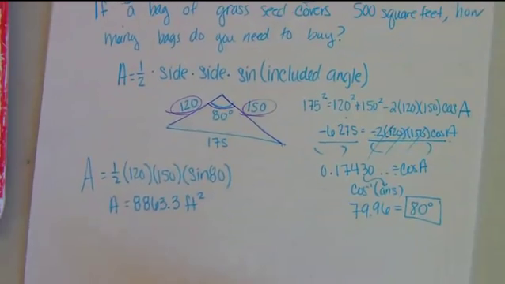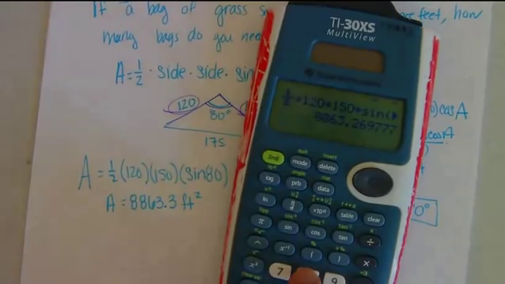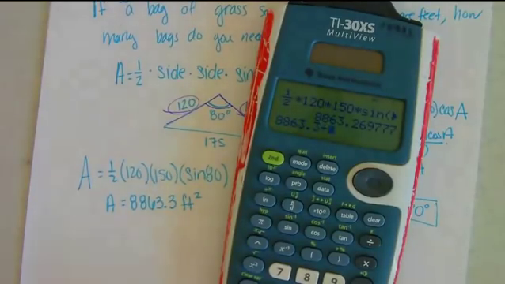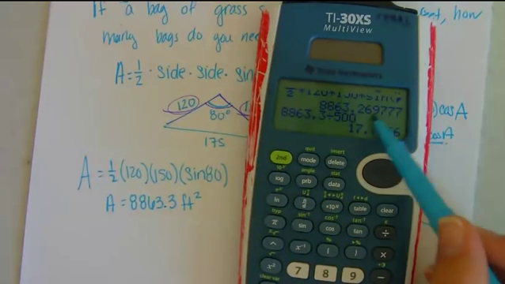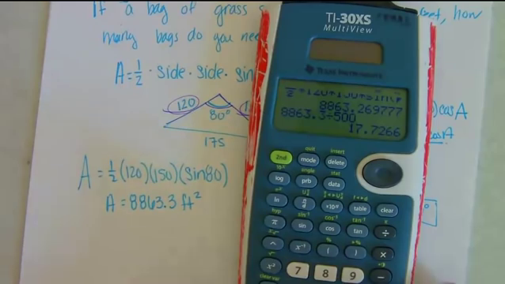So this is simple. If this is the amount of land that we have, 8863.3, we're going to have to figure out how many bags of grass seed to buy. We're going to divide by 500 because each bag is going to cover that 500 square feet. So this is telling us that we need 17.7266. Can you buy a fraction of a bag at the grocery store? Can you go to Menards and say I only need 17.7 bags? No, that'd be crazy. So you have to round up.